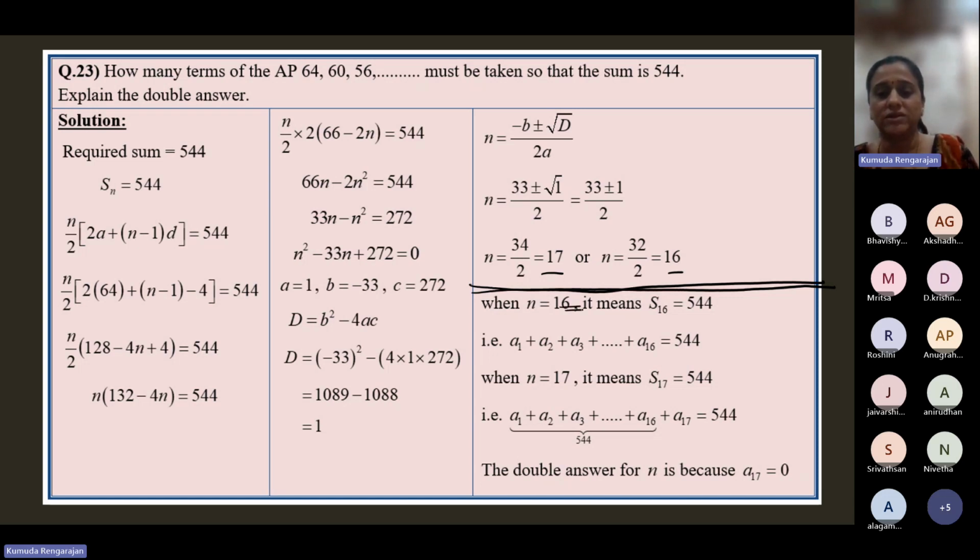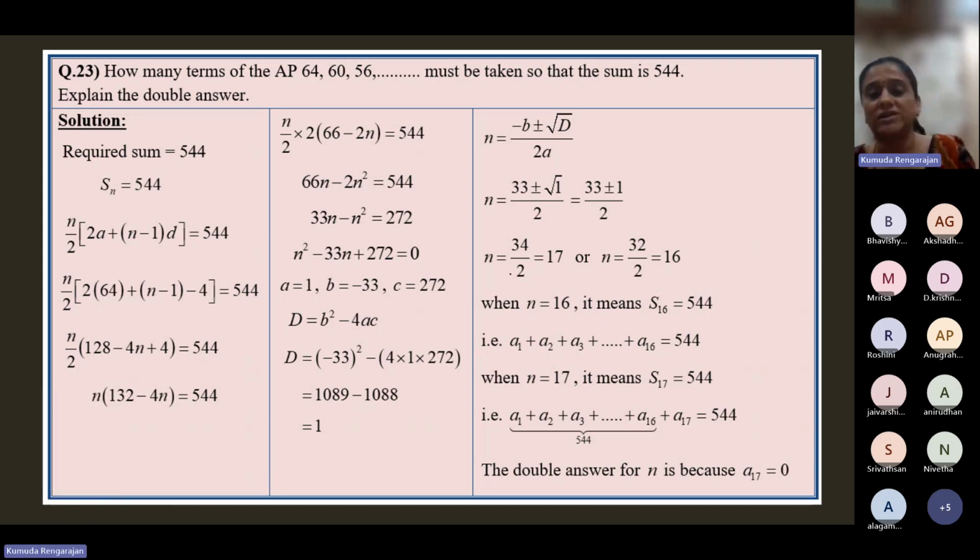n is 16 means the sum of the first 16 terms is 544. When n is 16, it means the sum of the first 16 terms, S16, is equal to 544. That means A1 plus A2 plus A3, and so on till A16, the sum is 544.